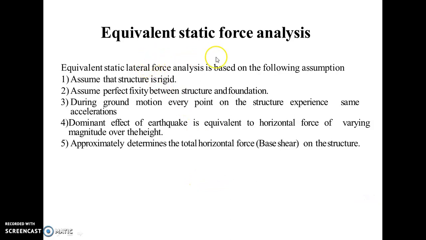There are some assumptions which we use in the static force analysis. First, assume the structure is rigid. Second, assume perfect fixity between structure and foundation. Third, during ground motion, every point on the structure experiences the same acceleration. Fourth, the dominant effect of earthquake is equivalent to a horizontal force of varying magnitude over the height. And fifth, approximately determine the total horizontal force, the base shear, on the structure.